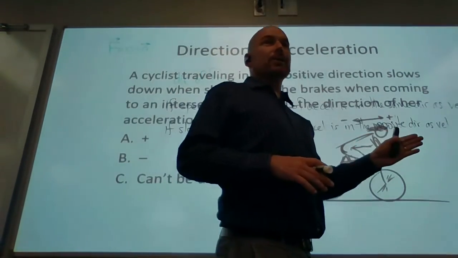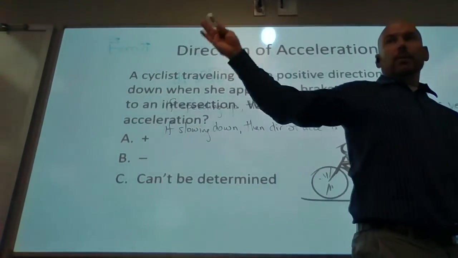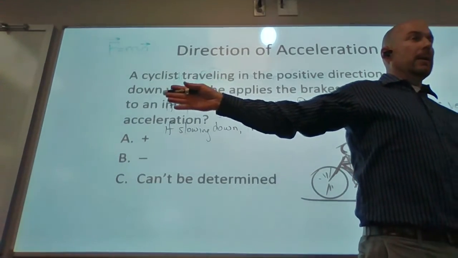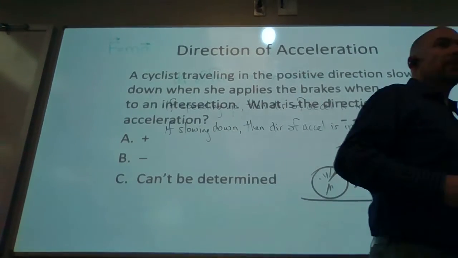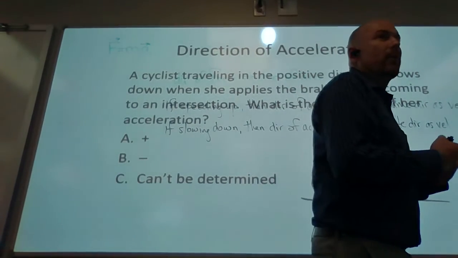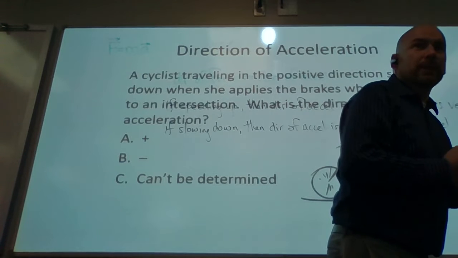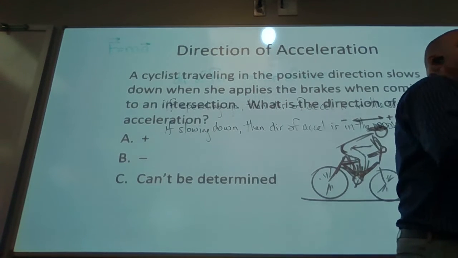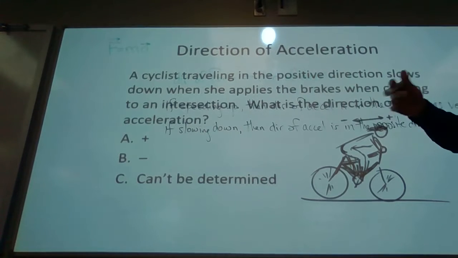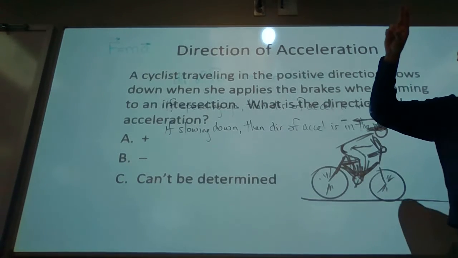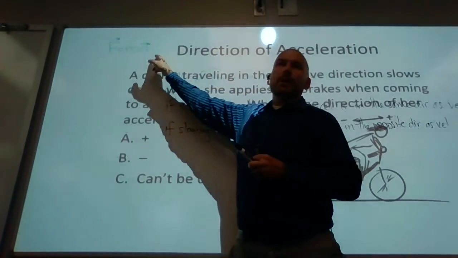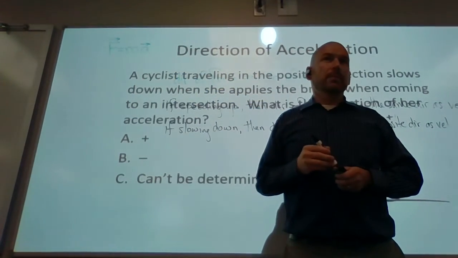Okay, the force that would cause her to slow down would be in the opposite direction of motion. That's also the direction of acceleration. She's moving in the positive direction, slowing down. Therefore, the direction of acceleration is going to be the opposite direction of the way she's moving. The way the object is moving will determine the sign of velocity and displacement. But the sign of acceleration is determined by the sign of the force. Okay?